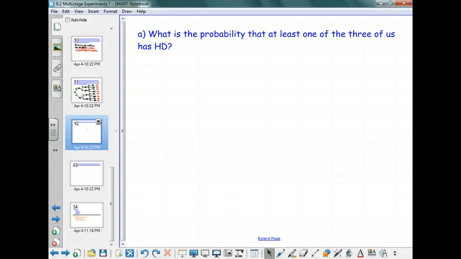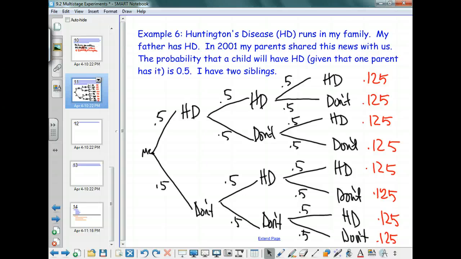I said to myself, "What is the probability that at least one of us three has it?" Myself, my sister, and my brother. Now, there are two different ways to do that problem. Somebody tell me one of them. What could I do to figure out the probability that at least one of us has the disease?